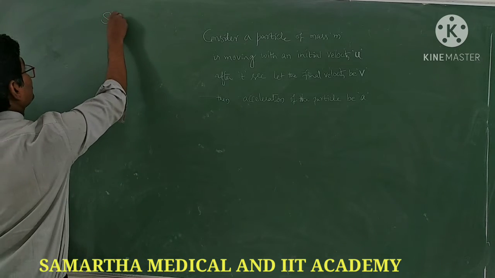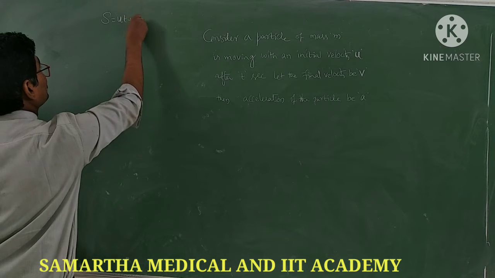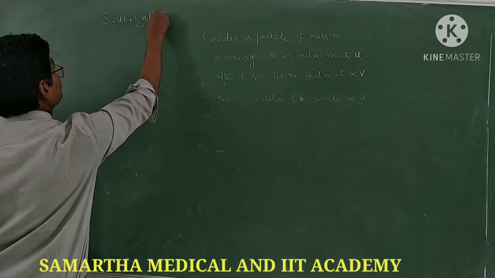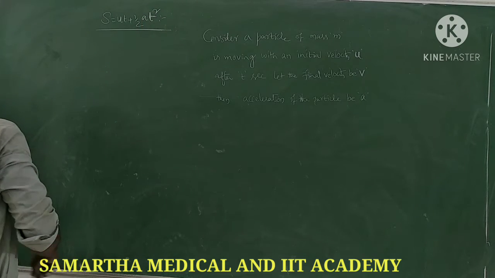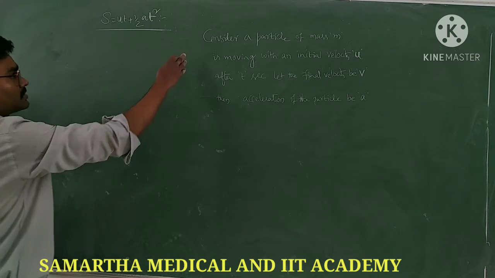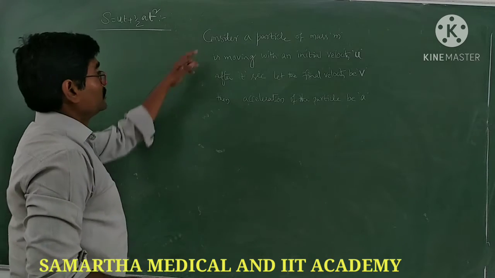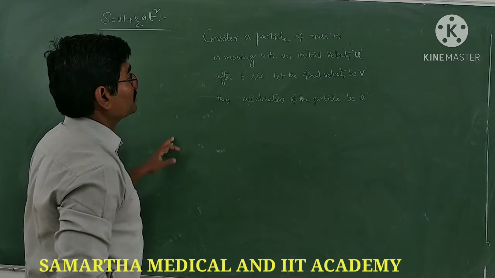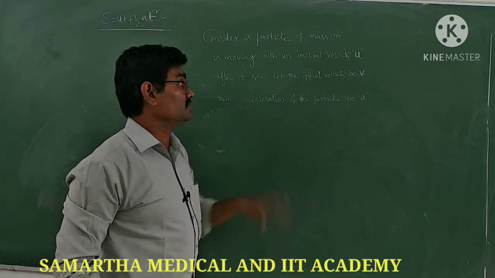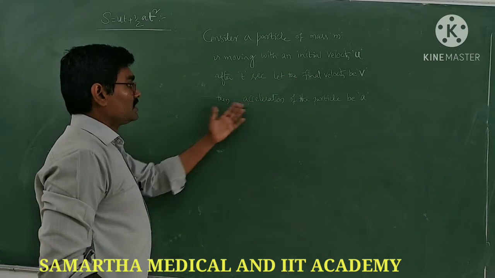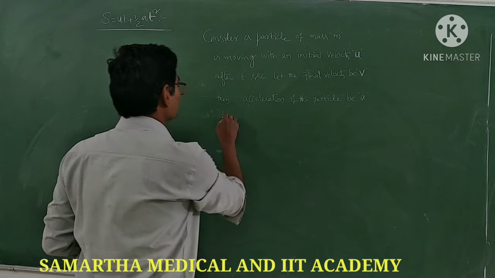The second expression is s is equal to ut plus half at square. How to calculate? See here. The same condition I am taking. Consider a particle of mass m moving with an initial velocity u after a time t seconds. Let the final velocity be v. Then the acceleration of the particle be a and the distance covered be s.